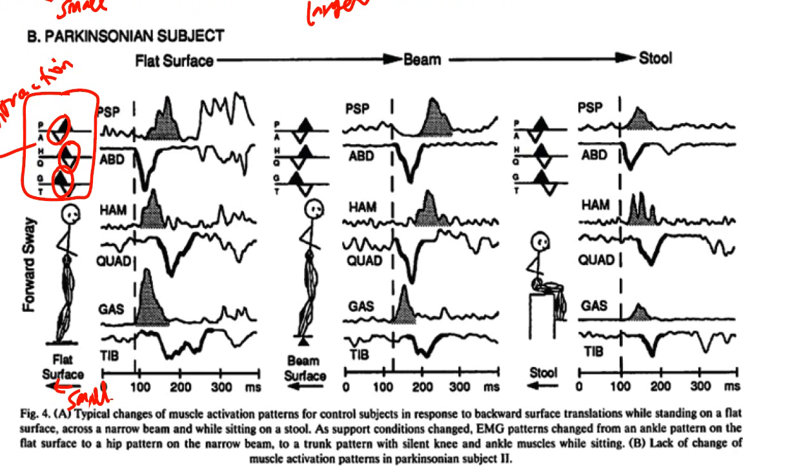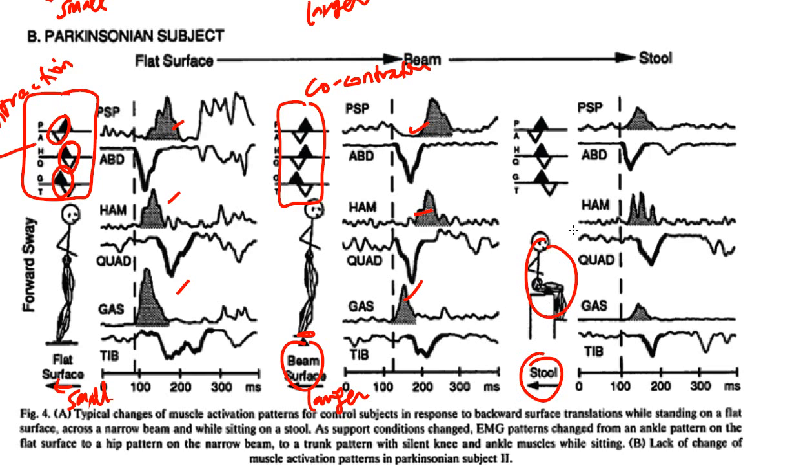Let's change the context. Beam surface, so it's a narrow beam and moved in larger amplitude. And the pattern is exactly the same as in the small perturbation. So co-contraction again. What about on the stool? The person is sitting on the stool, and again, there's no change in the pattern of muscle activation.